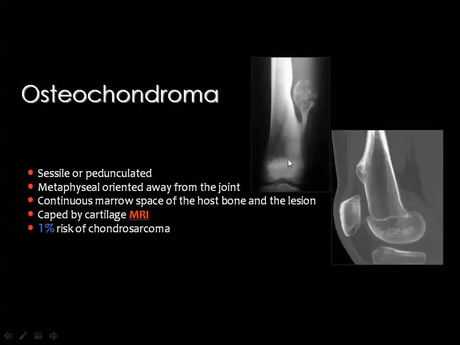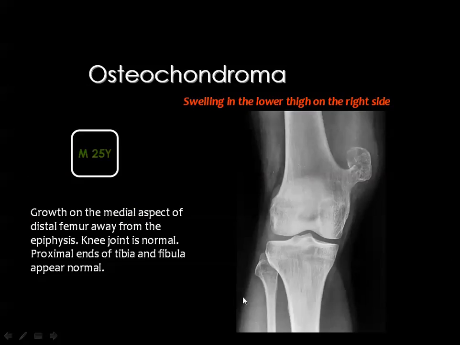The lesion usually grows away from the joint line, and MRI here is very good for detection of the cap of cartilage, since you know that cartilage contains water, and water will appear of low signal in the T1 and high signal in the T2 weighted images.